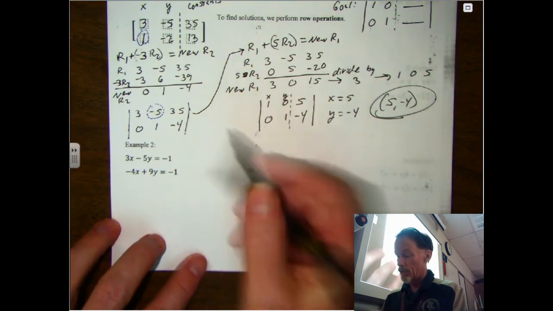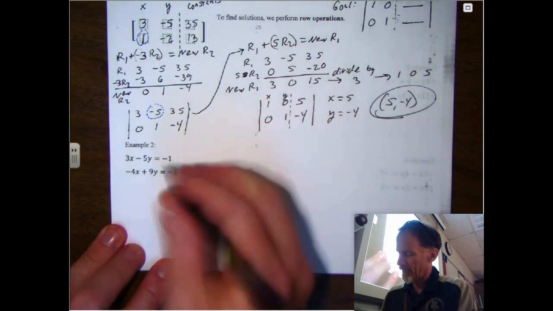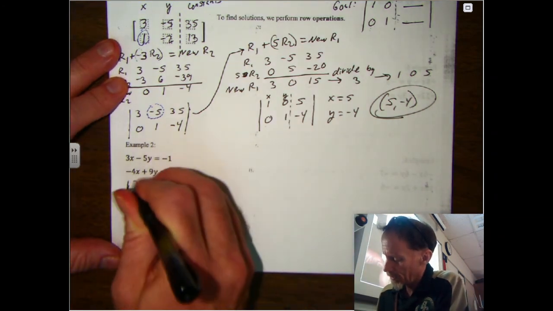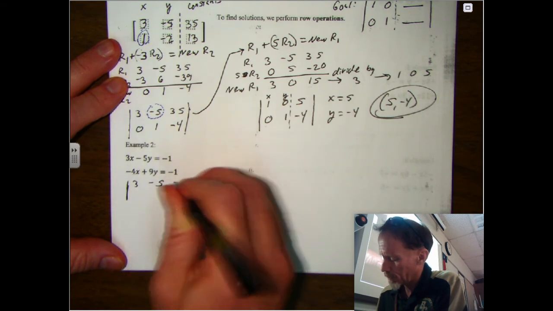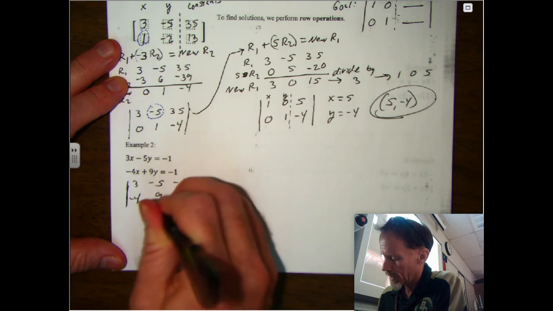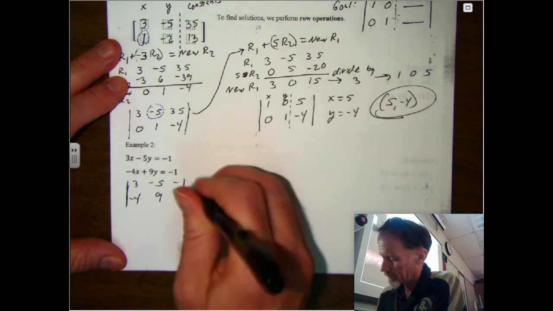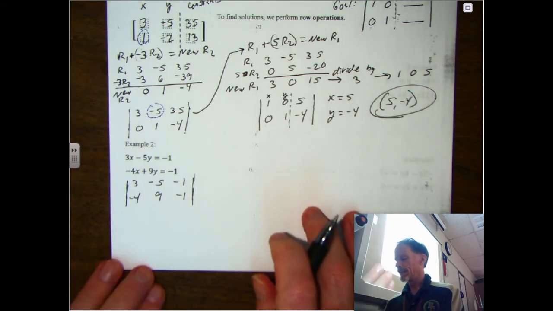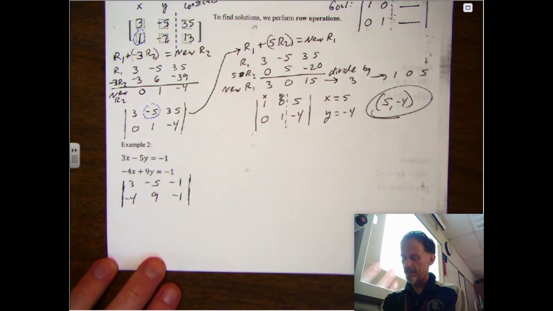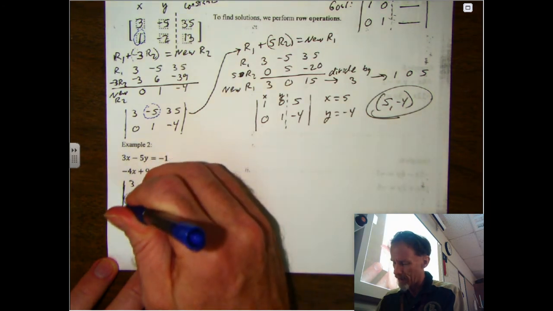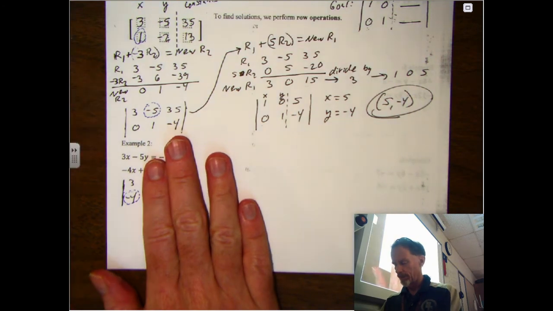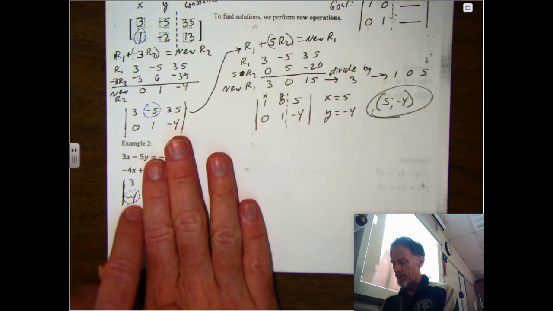Well, I didn't do a matrix first. First things first. Okay? So I'm going to write 3, -5, -1, just the coefficients, and then -4, 9, and -1. Okay? And again, goal. I want this -4 here. I want there to be a 0 right here in this spot. Okay? So again, tunnel vision.